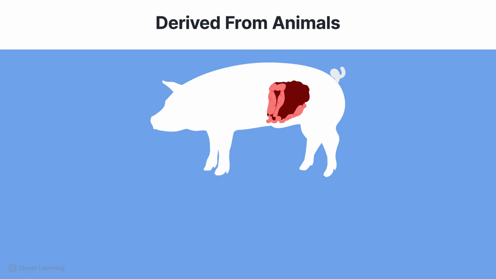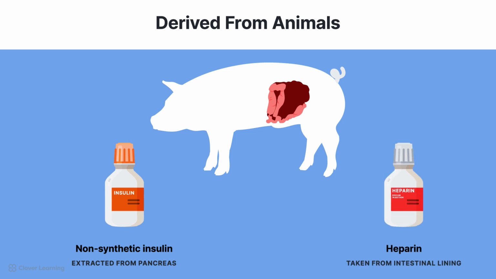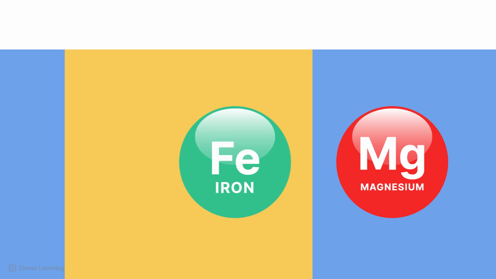Drugs that are derived from animals are prepared by extracting substances, such as hormones, from animal tissues and organs. For example, non-synthetic insulin is extracted from the pancreases of cattle and pigs, and heparin, which is used to reduce the formation of blood clots, is taken from the intestinal lining of pigs.